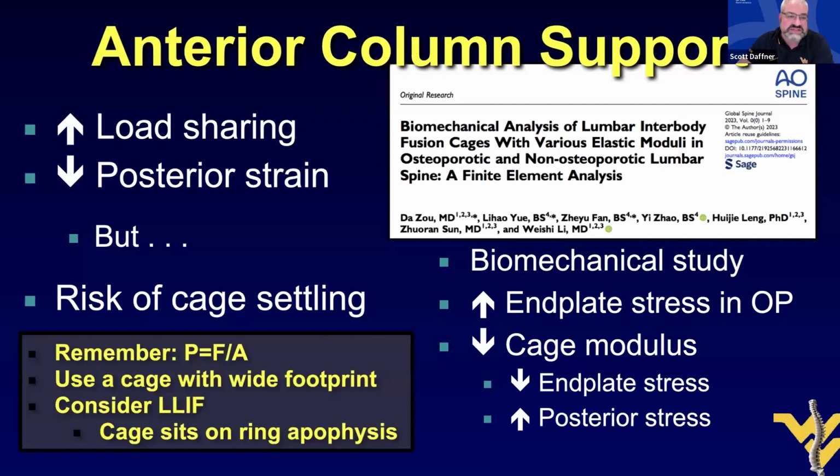And really, the advice, again, remember that pressure is force over area. So use a cage with a wide footprint. I tend to favor lateral fusions if I can, because it's a big, long cage and it sits on the ring apophysis, which is a little bit stronger bone than somewhere in the middle of the end plate. So a little bit less risk of settling.